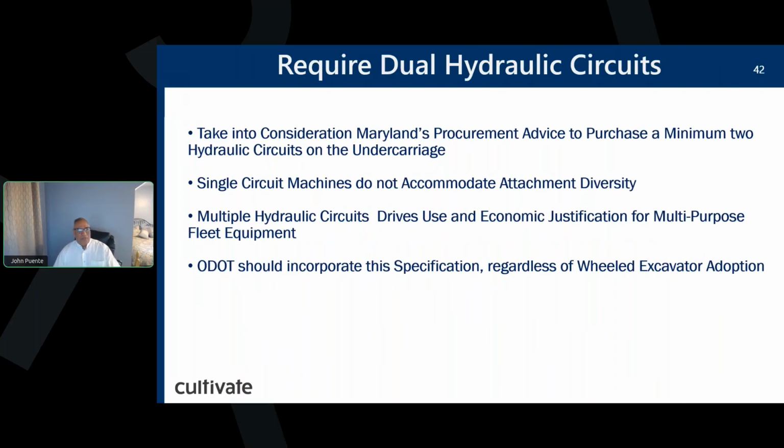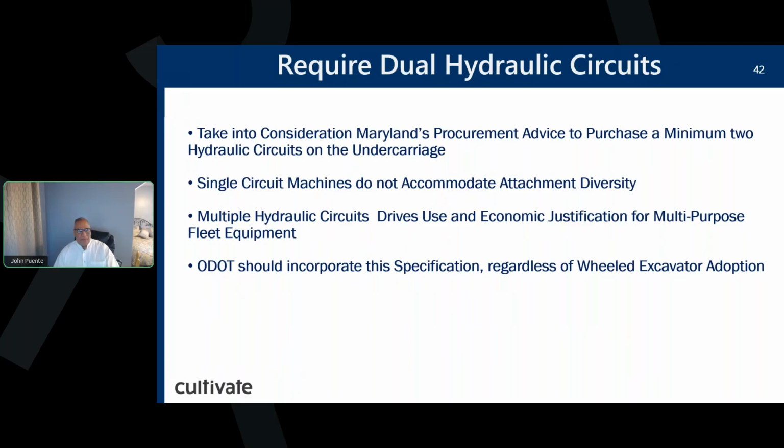Dual hydraulic circuits. We want ODOT to take into consideration what Maryland is considering for their procurement, which is a minimum of 2 hydraulic circuits on the undercarriage. And basically what that allows them to do is have a bigger choice or flexibility in choosing the attachment types for wheeled excavators based off of those dual hydraulic circuits.